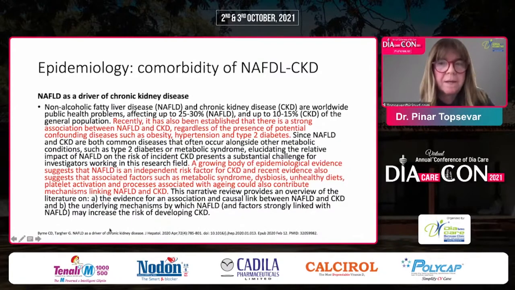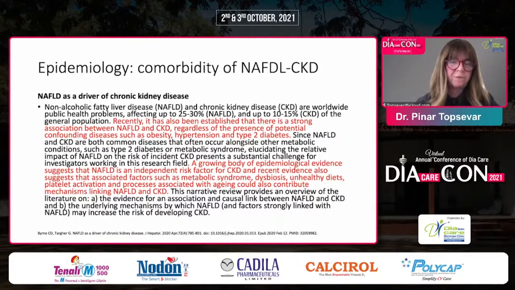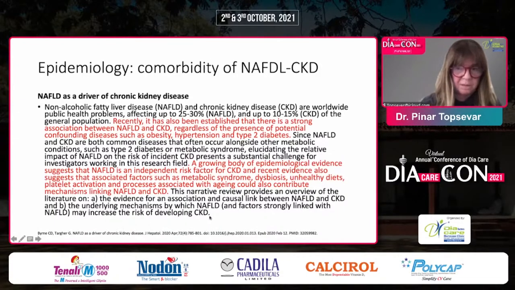Going along now, I said that I would try to put this non-alcoholic fatty liver disease talk a little bit into the context of the chronic kidney disease topic of this session. We know that non-alcoholic fatty liver disease, independent of its coexistence with diabetes, is actually a driver or a predictor of chronic kidney disease. And this is quite a recent review from 2020. Here it says that independent of aggravating metabolic conditions like type 2 diabetes, unhealthy diets, and so on, the epidemiological evidence suggests more and more heavily that non-alcoholic fatty liver disease is an independent risk factor for chronic kidney disease.